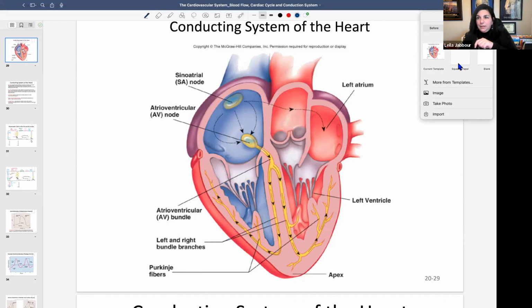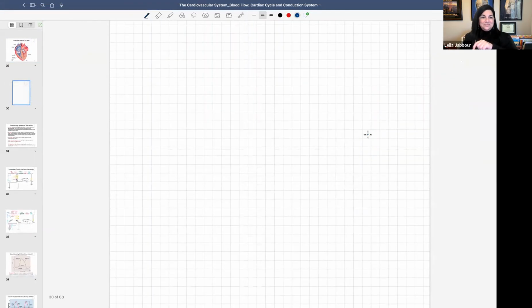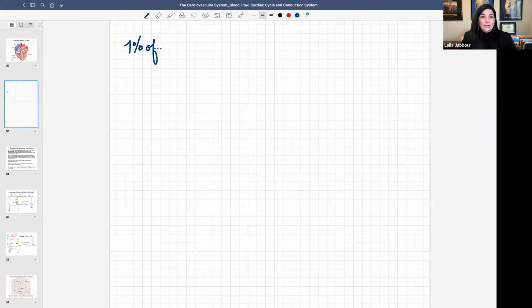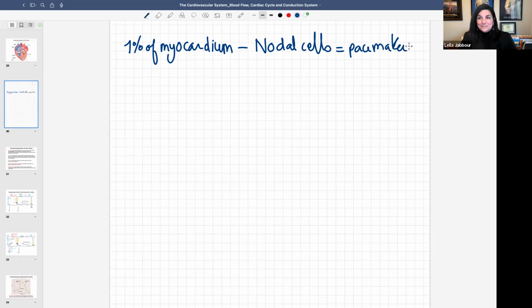I'm going to add a page. And there we go. So I want you to know about the nodal cells. The myocardium is made of two types of cells. The nodal cells are literally 1% of the myocardium. The pacemakers. Pacemaker cells. Okay.